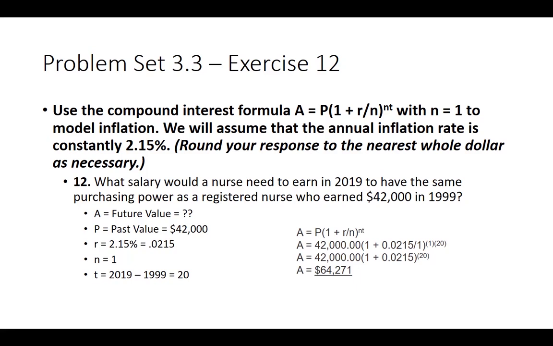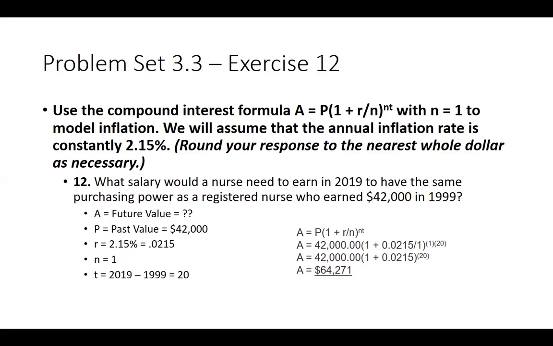P is our past value, the earliest value we have. That would be the 1999 value of 42,000. R, just as in the last one, is 2.15%. As a decimal, that's 0.0215. Inflation problems are annual interest compounded annually, so N is 1. And T, we need to do some work for. 2019 minus 1999 gives us 20 years.